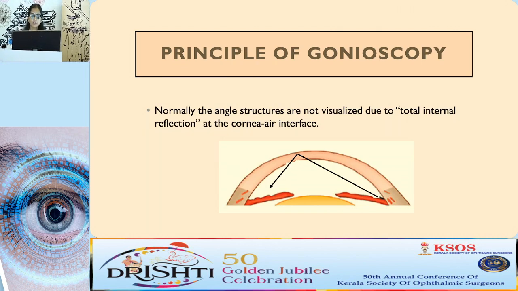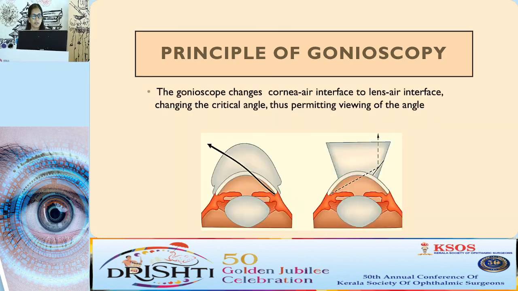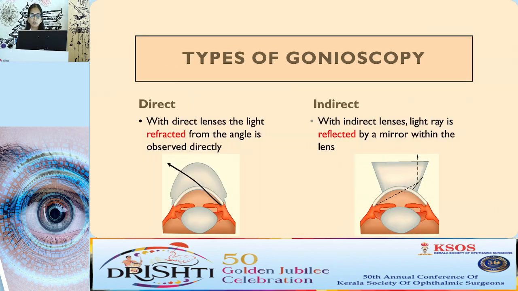Normally, we cannot visualize the angle structures due to total internal reflection at the cornea-air interface. Coming to the principle, the gonioscope changes the cornea-air interface to a lens-air interface, changing the critical angle, thus permitting the view of the angle. There are two types of gonioscopy, direct and indirect.